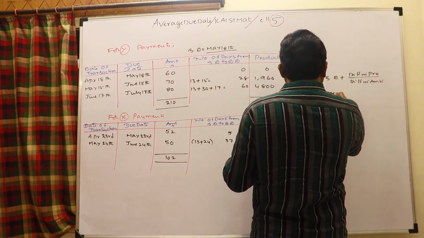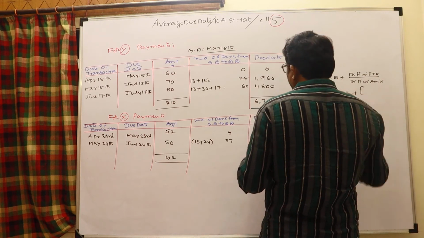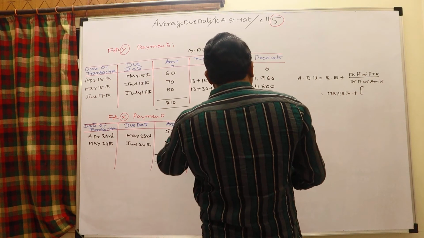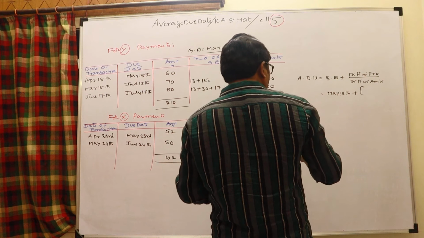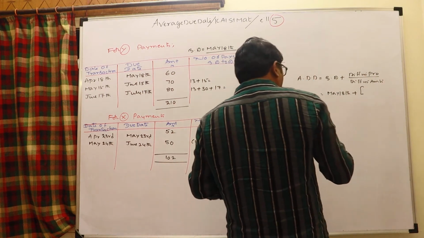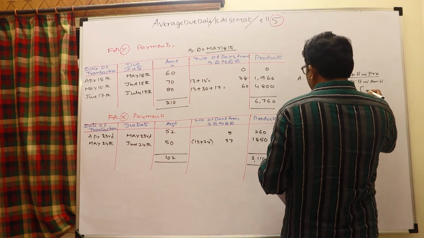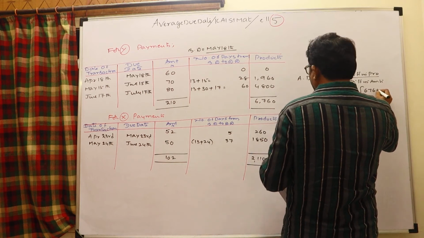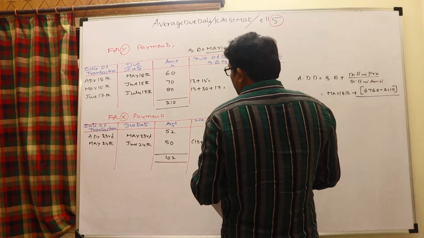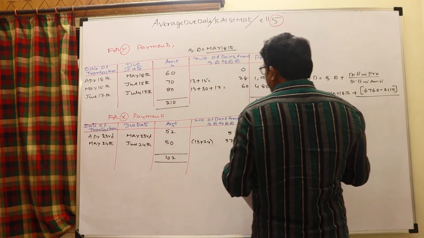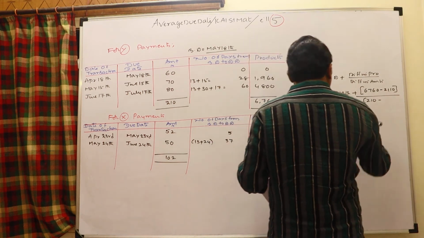The base date is May 18th plus difference in product. So Y has to pay, Y's product is looking more than X's product. So Y has to pay this amount, but not the complete amount, only the difference amount he is supposed to pay. So difference in product 6760 minus 2110 divided by difference in amounts. Y is supposed to pay the amount 210. X is supposed to pay to Y 102.